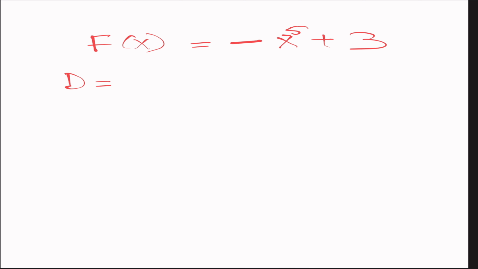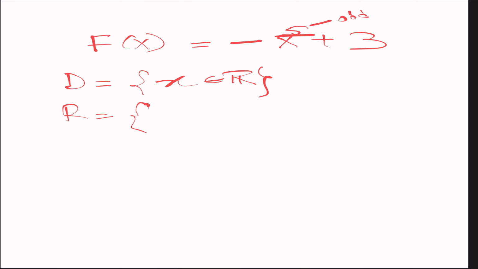Now let's practice this one. We have f of x equals minus x to the power 5 plus 3. For the domain, we first care about the degree. Since it's an odd number, we don't care what we have here. The domain is x, all the real numbers, and the range is y, all the real numbers.